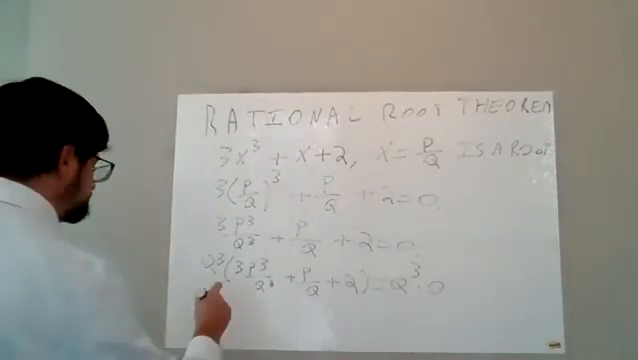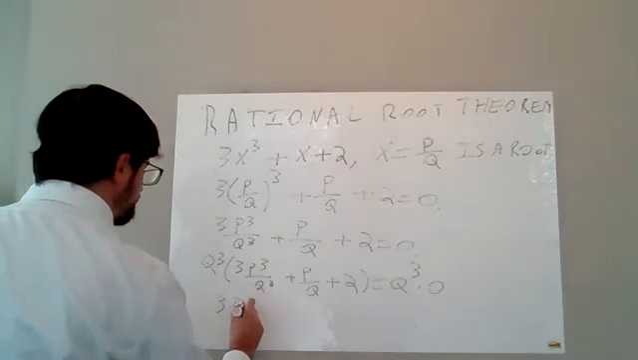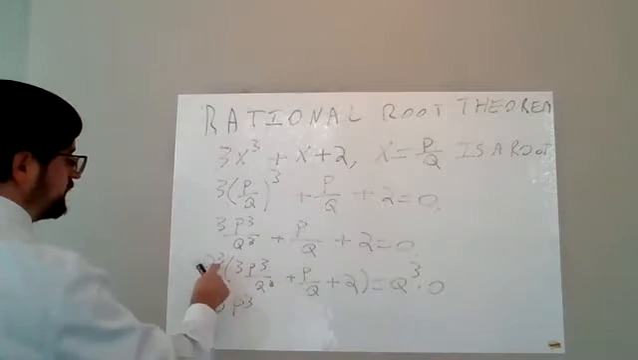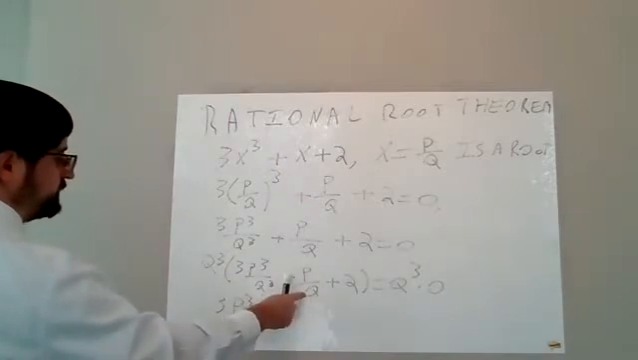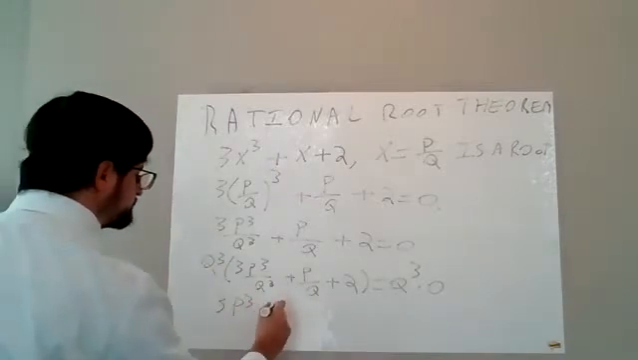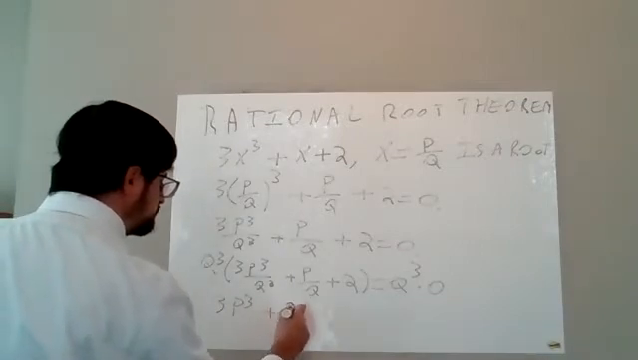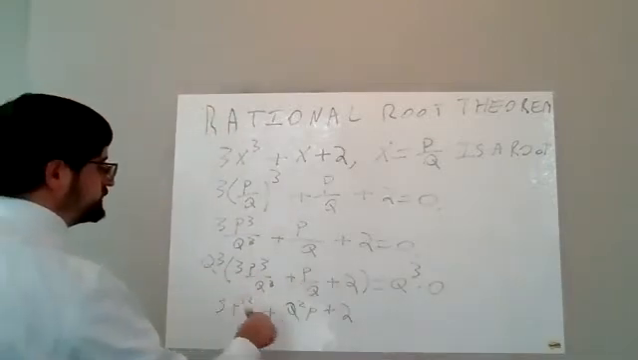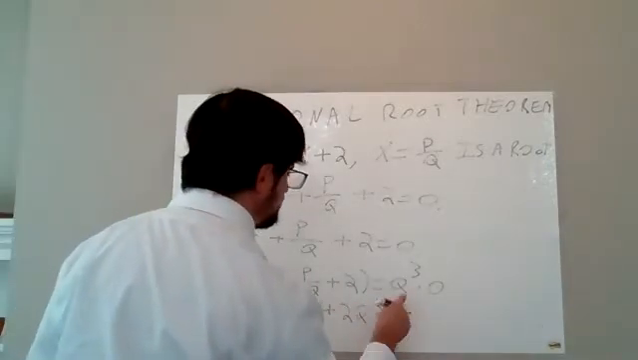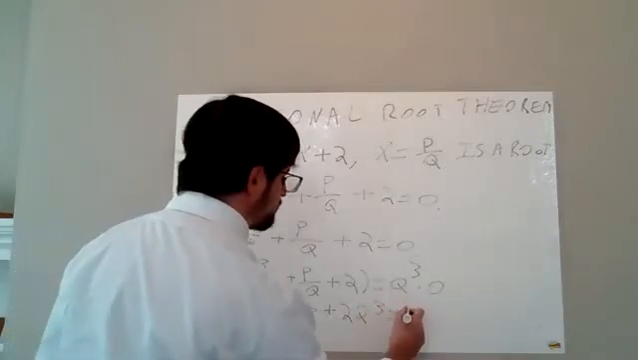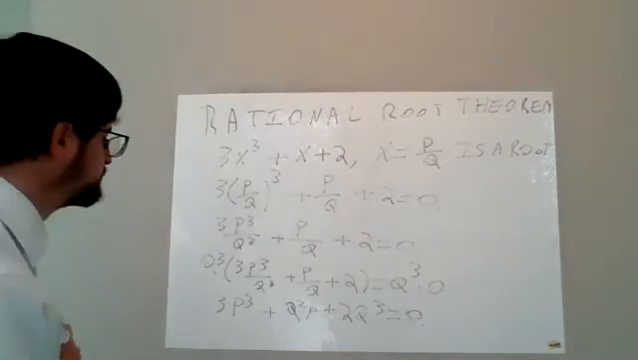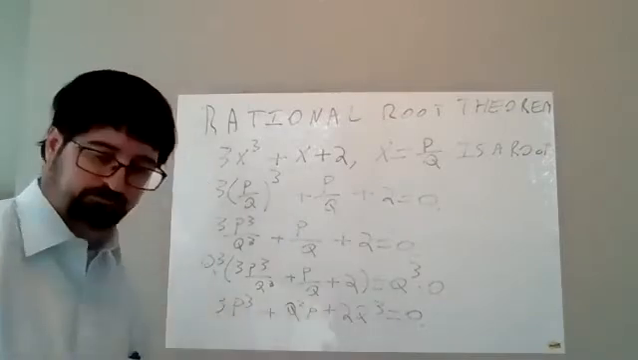That's the same as 3p cubed, because the q cubed will cancel, plus 2 of the cubes will stay when we cancel the q. So plus q squared p plus, there are no q's in the bottom to cancel this term, 2q cubed, and q cubed times 0 is 0. All right. 3p cubed plus q squared p plus 2q cubed.